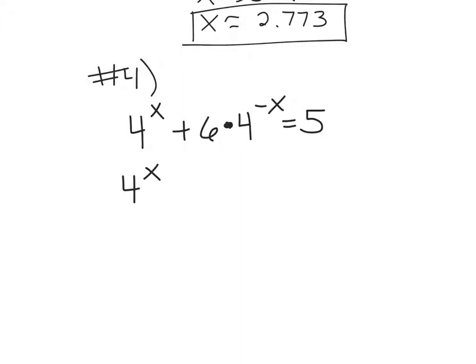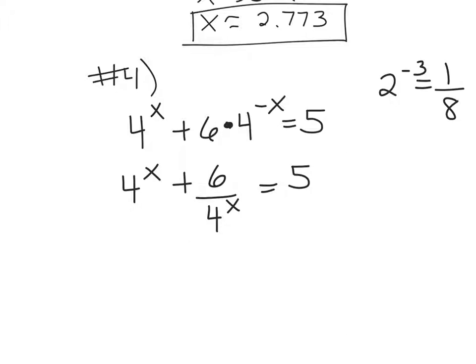We're going to go 4 to the x plus 6 over 4 to the x, because that 4 to the negative x, the negative exponent, you can bring it down, equals 5. So we're stuck on that first step? Are we okay? This 4 to the negative x moves down because it has a negative exponent, which makes it positive. It's just like if you had 2 to the negative third is really 1 over 8.